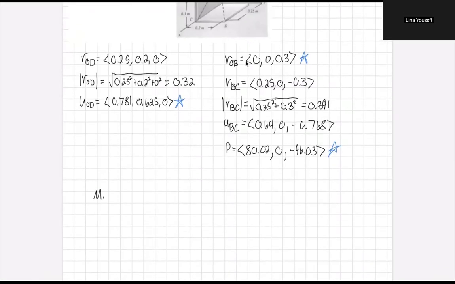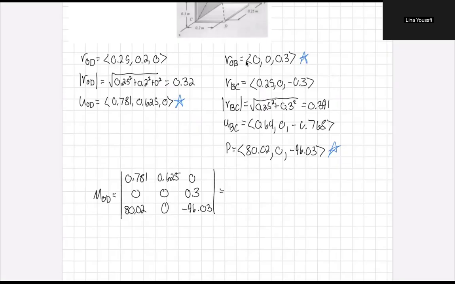So the moment about OD is equal to the cross product of our unit vector of OD, which is 0.781, 0.625, and 0. And then we have the vector that connects the force and the line, which is 0, 0, 0.3. And then finally, we have that force, which is 80.02, 0, and then negative 96.03. And we can evaluate that cross product.